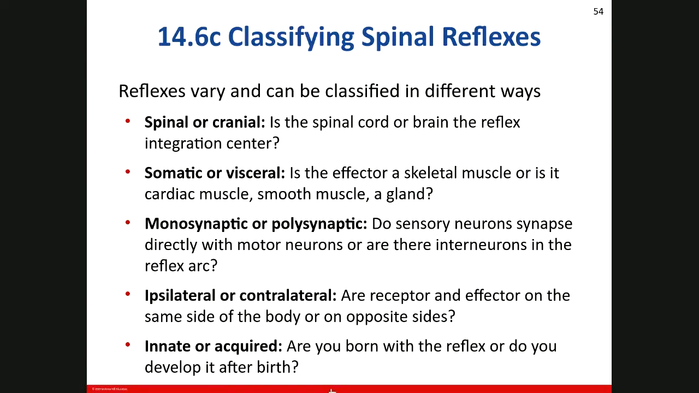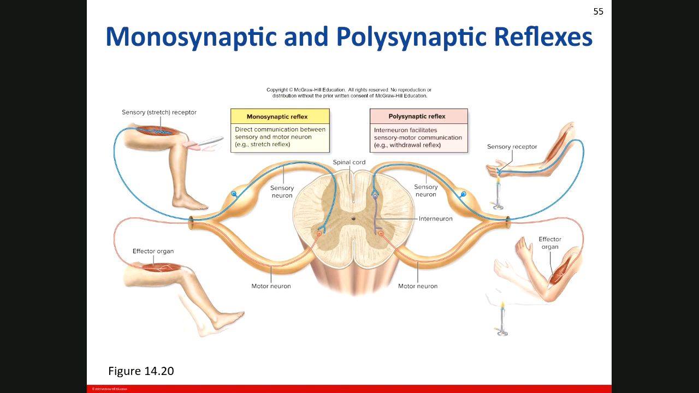So you can see the classification of spinal reflexes here. In this picture, you have the monosynaptic and the polysynaptic reflexes.